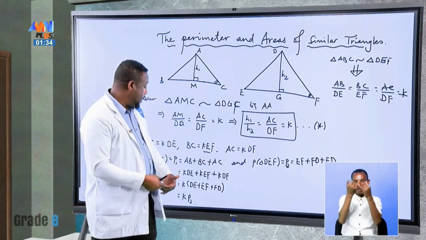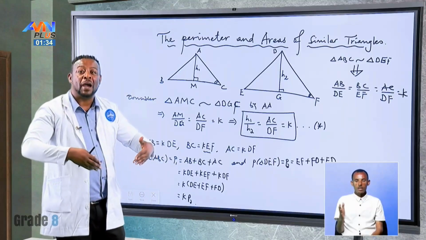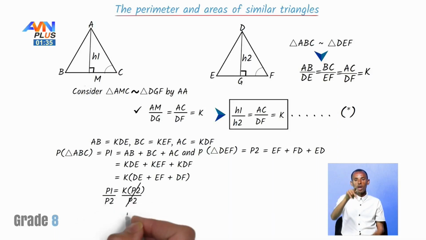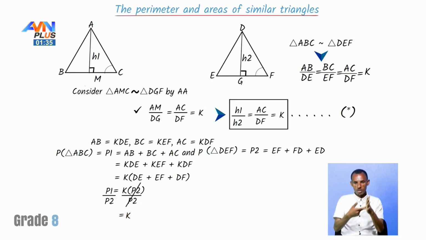This tells us P1 is equal to K times P2. Now divide both sides by P2. Okay, whenever you divide both sides by P2, you will have K, okay? This implies P1 by P2 is K. Okay, now take this.